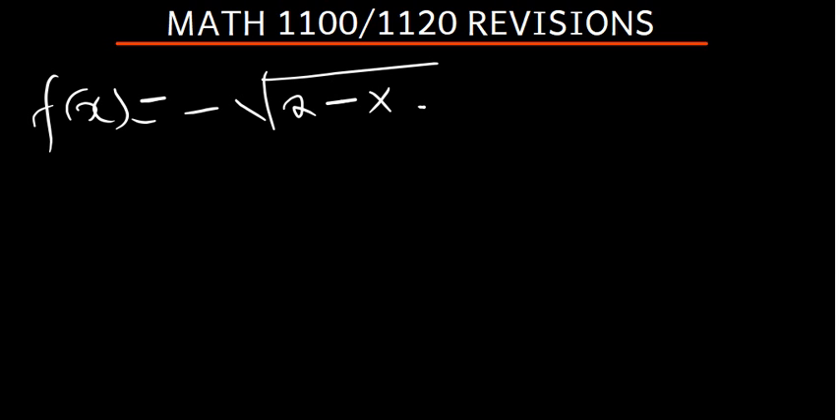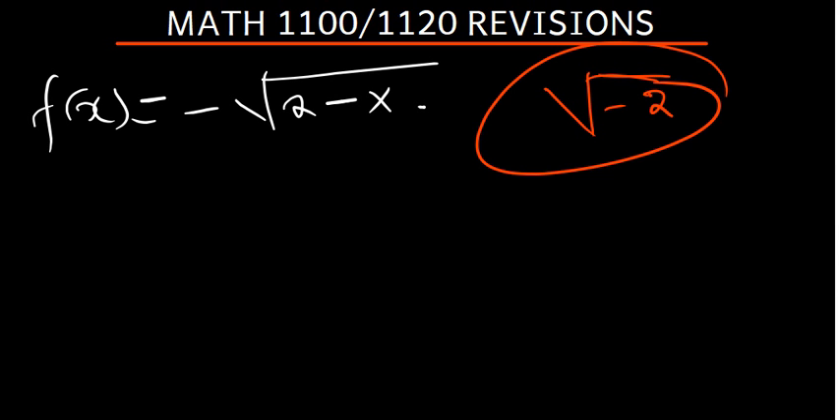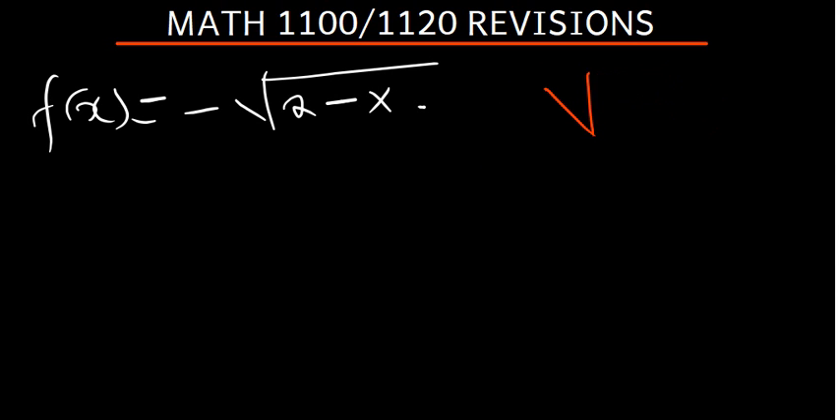If you were there yesterday, we were talking about this. If I have this, it is undefined. So I can never have the square root of a negative, that is undefined. But I can have the square root of 0, which is 0. So what I have to do to find the domain is get what is inside.